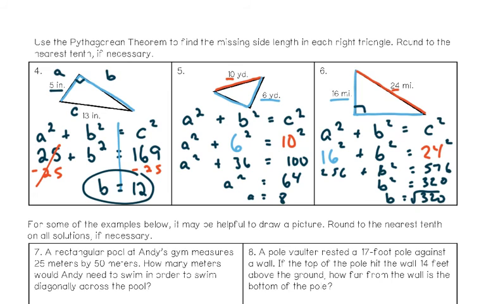Number 6 is going to leave you with a side length that is not going to make this a perfect Pythagorean triple. It's going to be an irrational number. So the square root of 320 is about 17.9. And you want to make sure that you're using the units that are given to you. So in this case, miles, and then the last one, yards, and then the first one, inches.